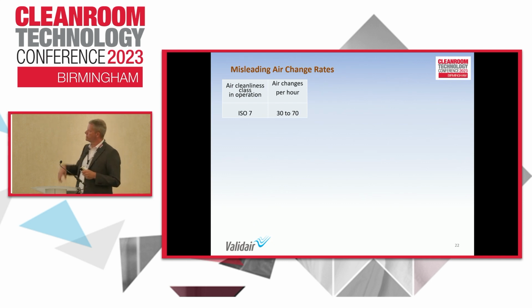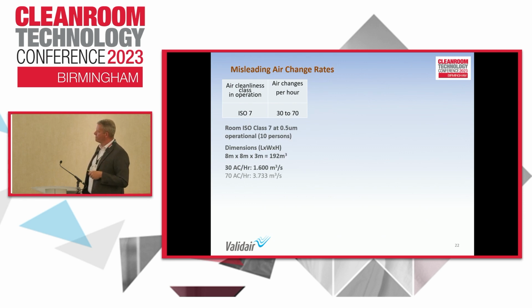So this is what the old standard said. I've got an ISO 7 room, air change is 30 to 70 an hour. So I've got my clean room. I'm going to have 10 people in my clean room. It's a 3 metre high ceiling. It's 8 metres by 8 metres. So at 30 air changes an hour, I need 1.6 metres cubed per second coming from my air system. At 70, I need 3.7. That's another air handling unit on top of the one I've got. So where do I go with that?